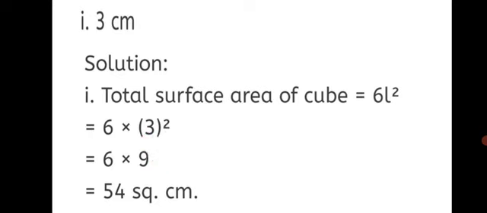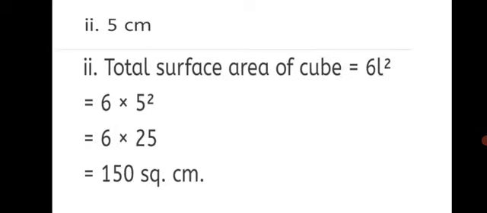6 into 9 is 54 square centimeter. So this way we are going to write the same formula, total surface area of cube is equal to 6L square for all 5 sub questions, and find out the total surface area of that particular cube with that particular side given. So let's move on to sub question 2.